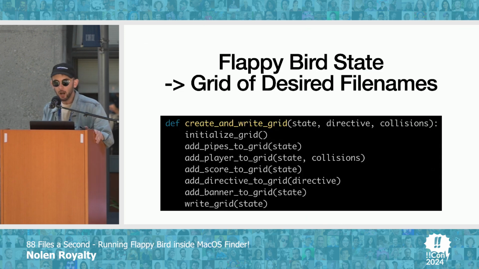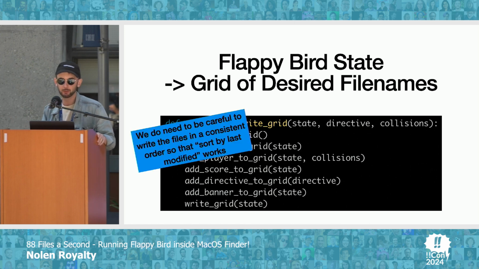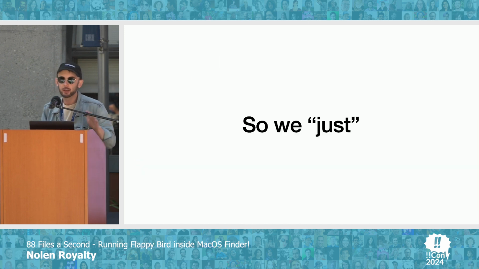So finally, we need a function that goes from the state of our game at any one point to all of the file names that we want to draw to the screen. I'm not going to spend very much time on that because I just don't have enough time to go into it. One thing to call out is that we have to be careful to write those files in a consistent order so that they appear to the user in a consistent order, since I'm sorting by date last modified. Fun stuff.